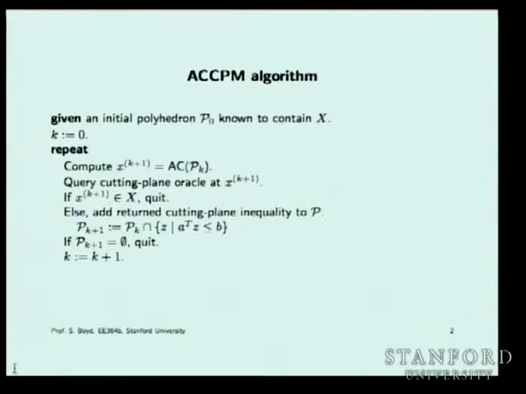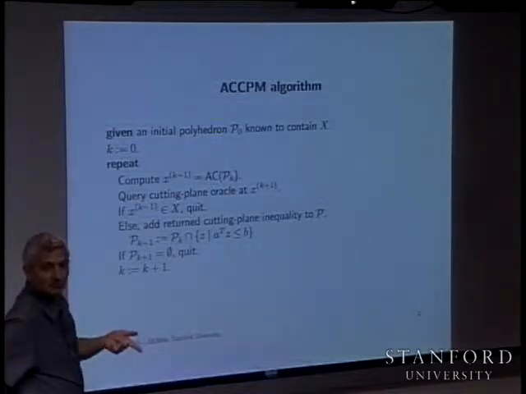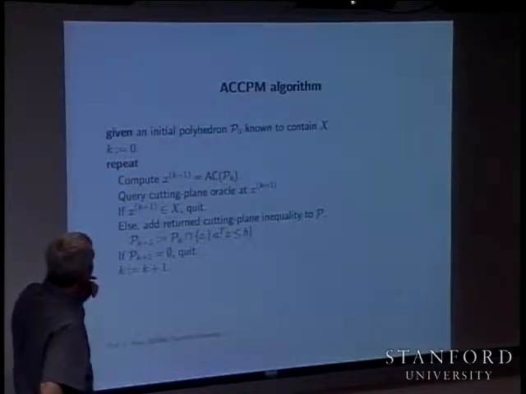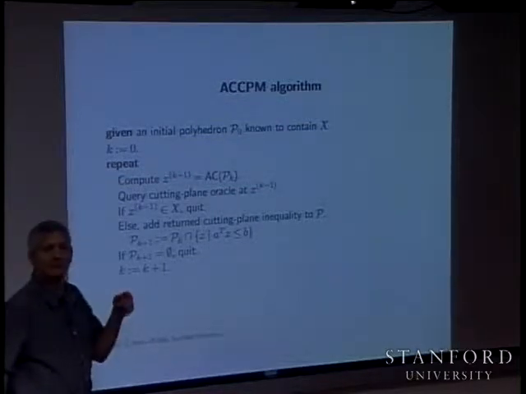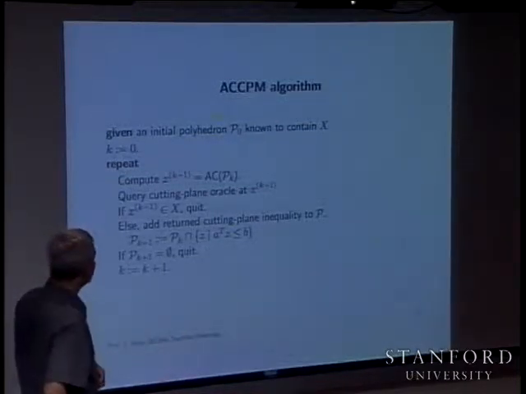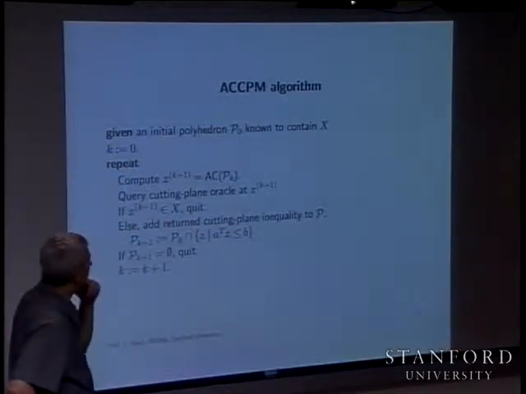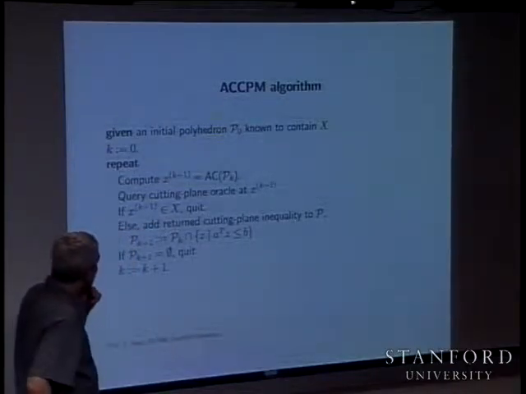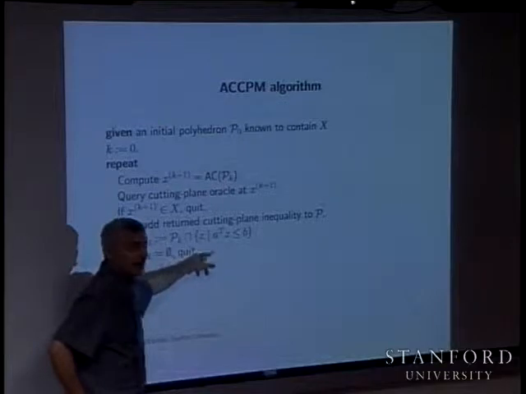Okay, so here's the Analytic Center cutting plane method. You're given an initial polyhedron known to contain some target set, which might be feasible points, might be epsilon suboptimal points. It doesn't really matter what it is. You find the analytic center of the linear inequalities that represent the polyhedron, and you query the cutting plane oracle at that point. If that point's in your target set, you quit. Otherwise, you append this new cutting plane to this set.